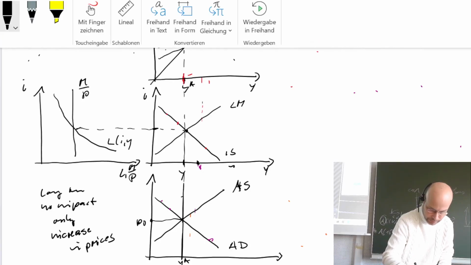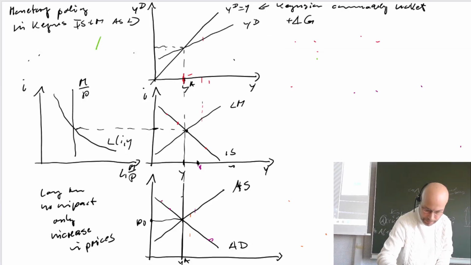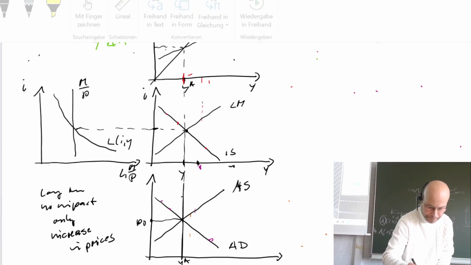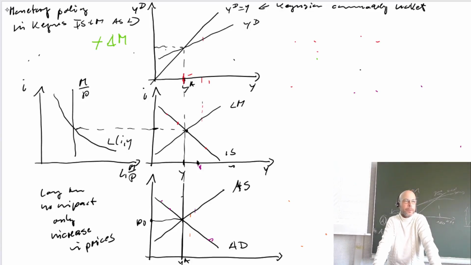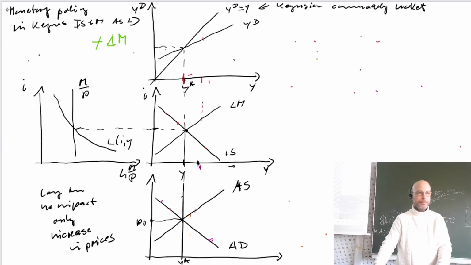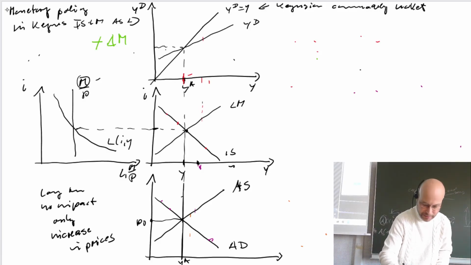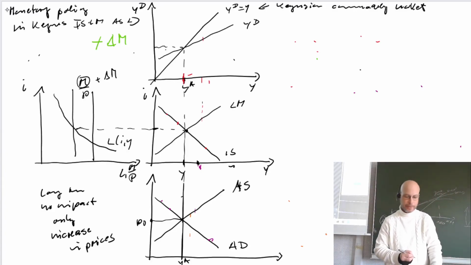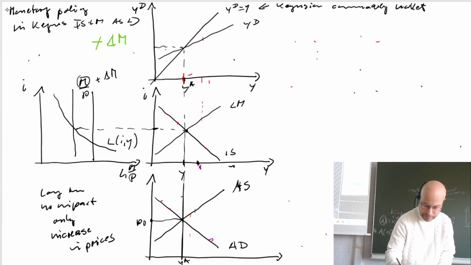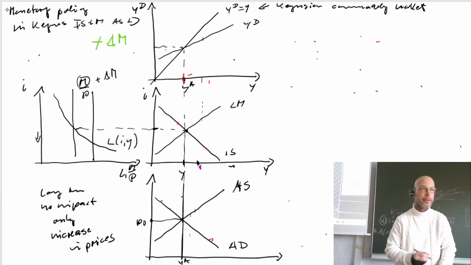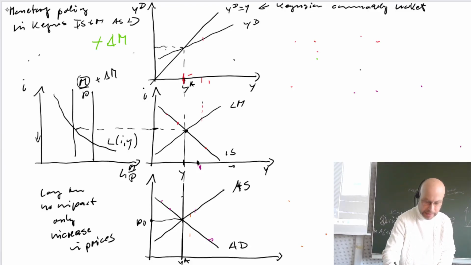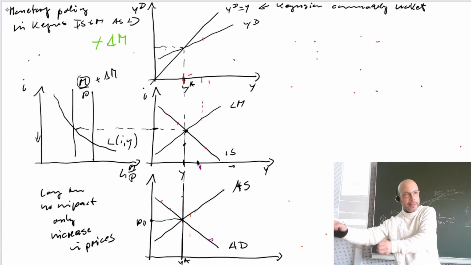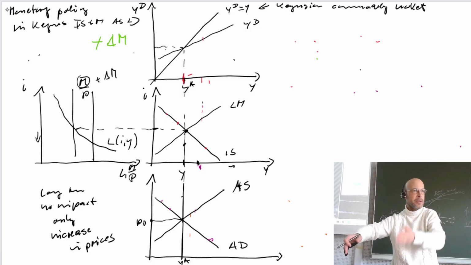AS, and we start in green. What happens if we have plus delta M? Any idea? Where's the first impact? Well, we have the M here. So here we have plus delta M, so real money balances move to the right. This means that the corresponding interest rate is lowering for the income. So this point here on the LM curve moves down to this point. But all these points on the LM curve in total have to be moved downwards.